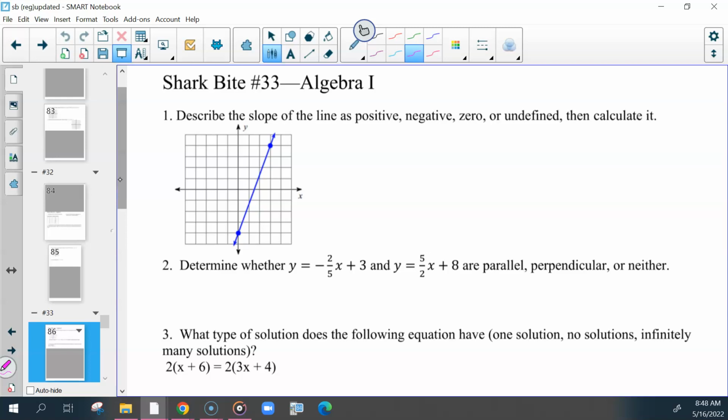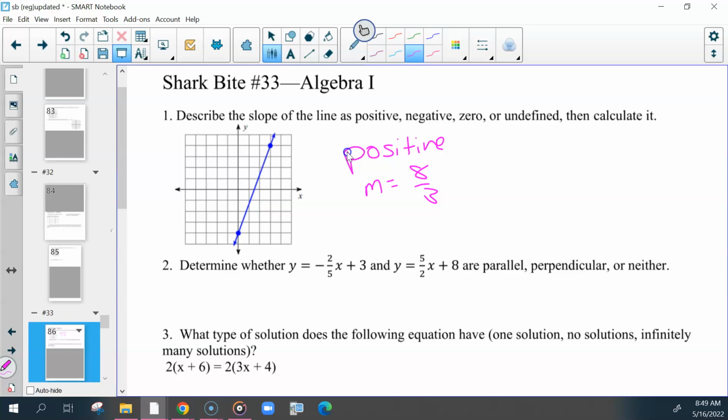That's the move. Alright, for number 1, was this slope positive, negative, 0, or undefined? Positive. I was right there too, honestly. We also have to calculate this. 8 over 3. Oh, I didn't even do that. So 8 over 3 was correct.